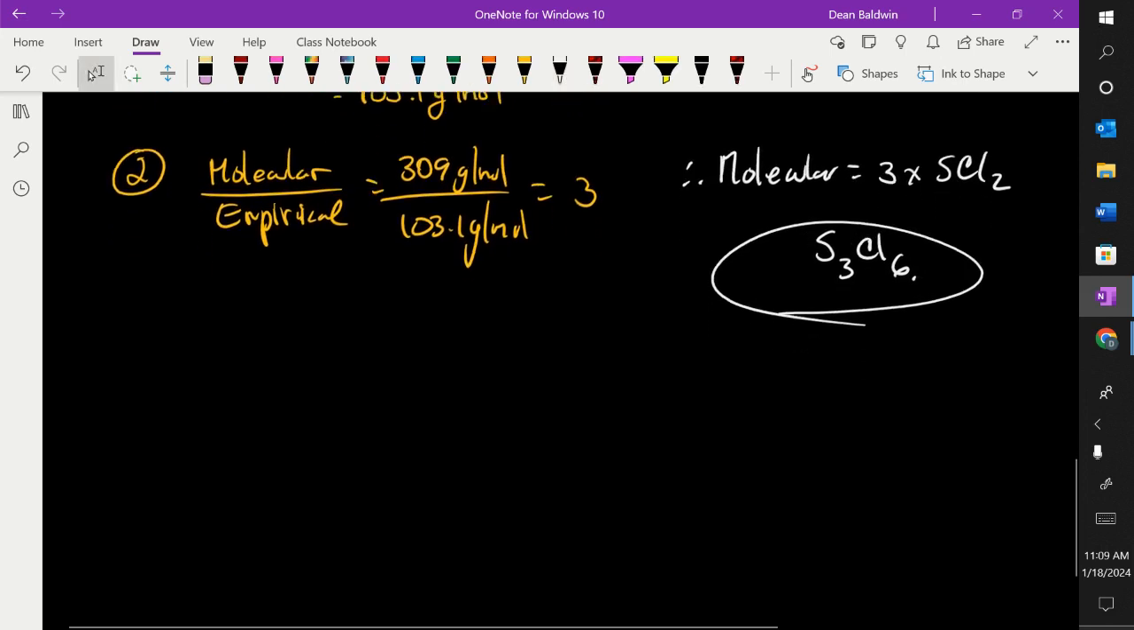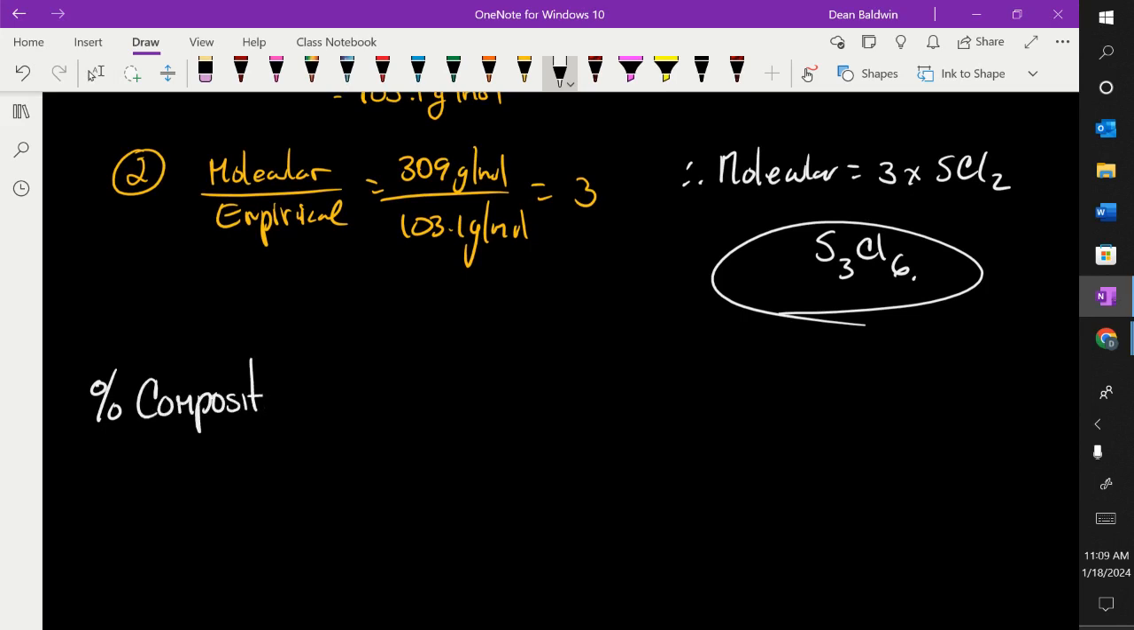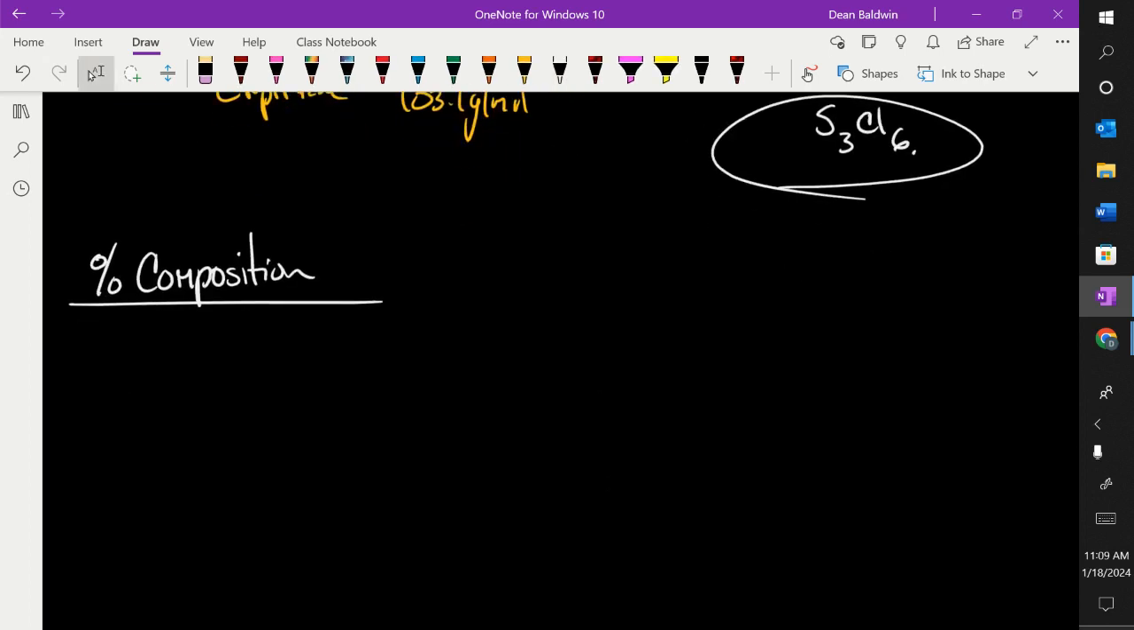Percent composition. So if we have a formula C2H6O, there's our molecular formula.